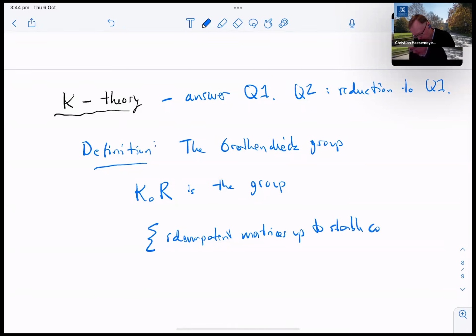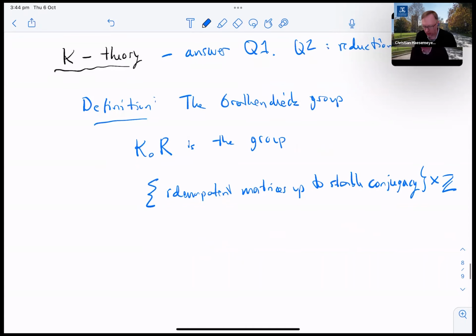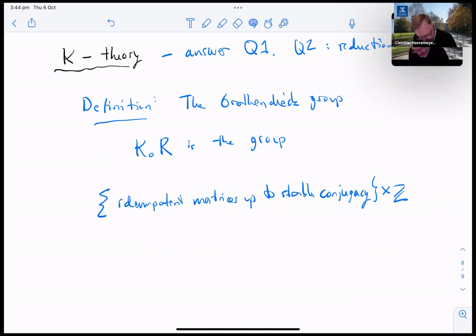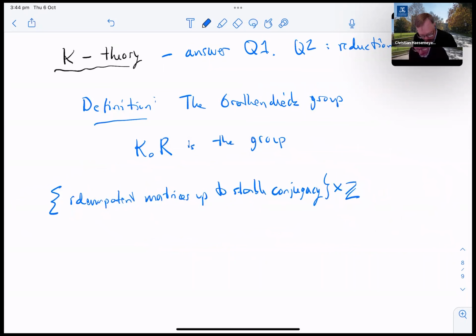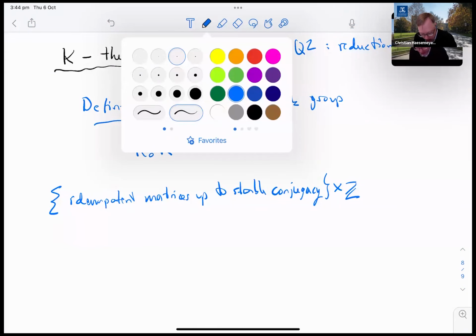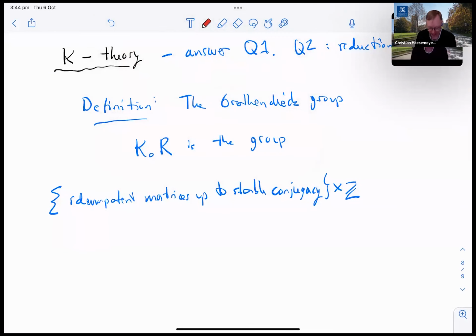To stable conjugacy. So we don't care about base changes. And I'll tell you how to add two of those. And then we multiply by Z, and that Z is supposed to give you the rank of the matrix. Since I'm using idempotent matrices up to stable conjugacy, they no longer have a well-defined rank. So I'm keeping track of the rank by an integer, which I allow to be negative.